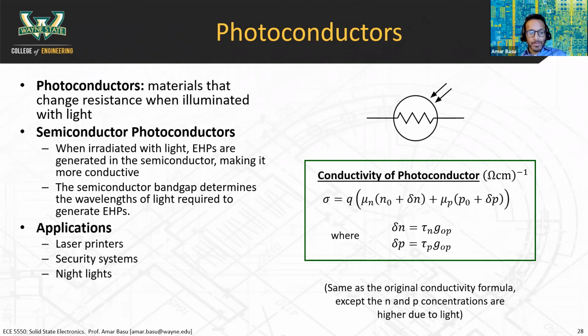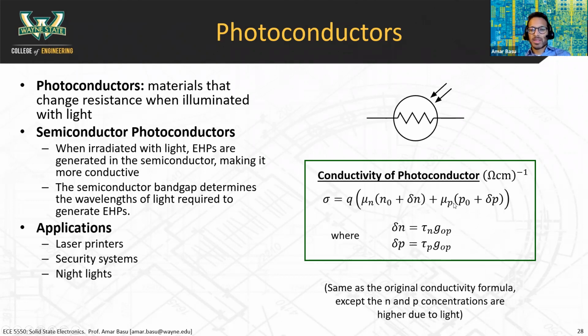Just reiterating the point, in order for you to generate electron hole pairs, the energy of the light has to be greater than the band gap. So photoconductors have applications in laser printers, security systems, night lights, things like that. Any place where you need to detect light.